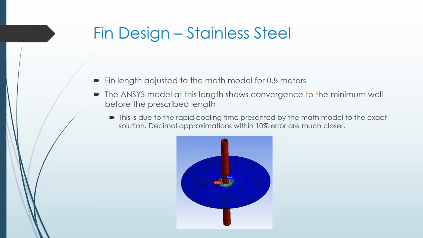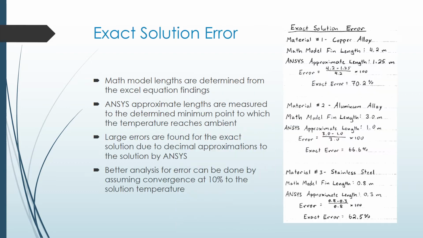Better approximations to the ANSYS convergence points are to be determined by the relative error between the two models. Overall, the exact solution difference can be found by relating the solution points. For all three materials, error was higher than 60%. These high errors can again be equated to the decimal approximations. While the math model goal was to seek the exact point of the solution, ANSYS convergence occurred at a much lower decimal range. By approximating convergence at 10% of the final solution of the math model, better length equivalencies are found.